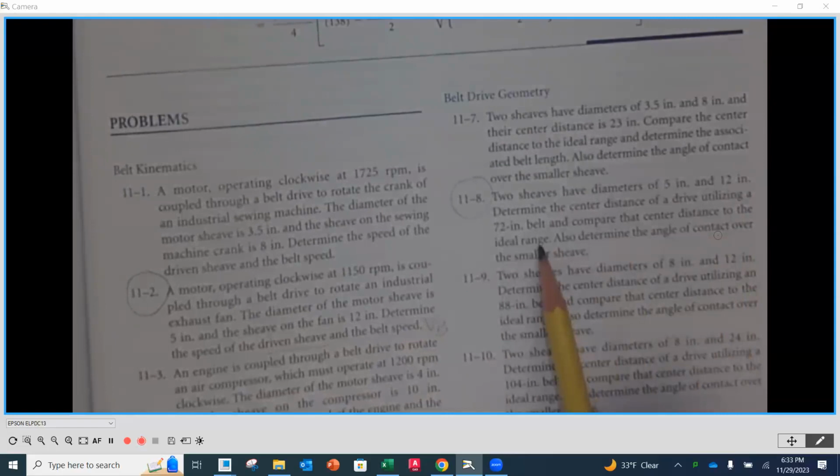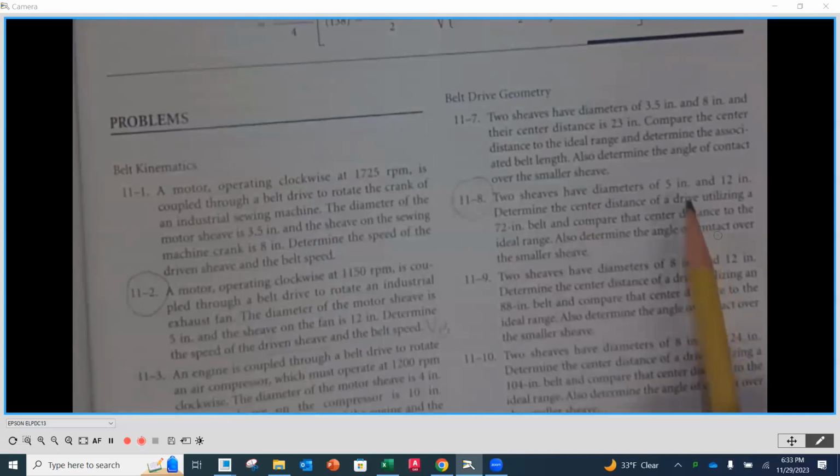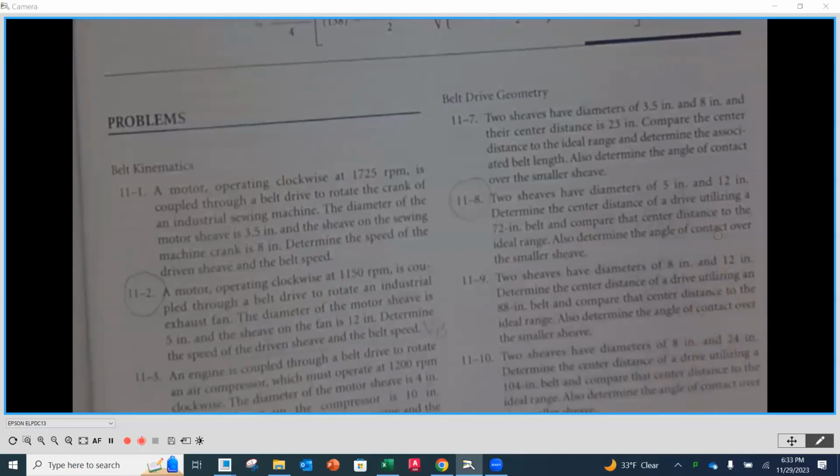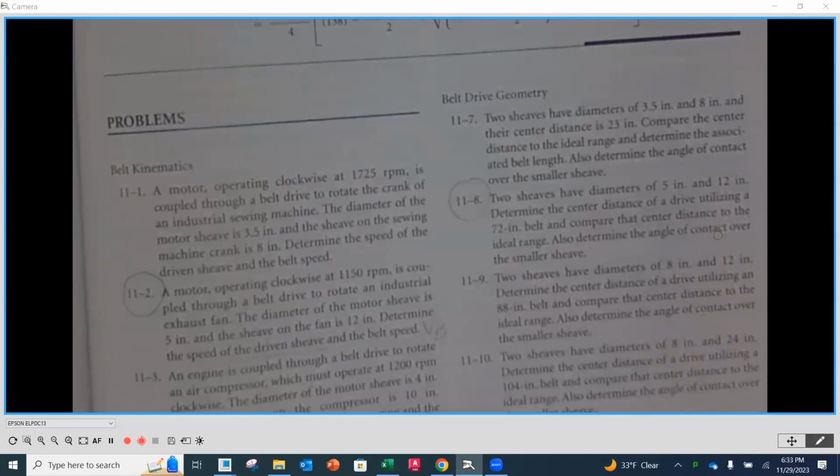Oh, okay. So here's a little bit different problem. Also determine the angle of contact. So what you're going to do here is determine the center distance size based on what they have going on. 72-inch belt is the actual length. And then you're going to determine what the actual center distance is and then the angle of contact on each one of those sheaves. That looks fun. You guys are lucky you get to do that problem. Number 11.8. Oh, that's the one with the wrap, isn't it? Yes, yeah, it's going to be so good.